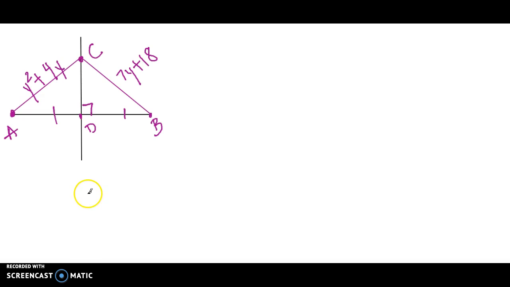And one of the characteristics of a perpendicular bisector is that any point on this perpendicular bisector will be just as far from A as it is from B. So my point C up here is on the perpendicular bisector, so it's just as far from A as it is from B. So let's say you find out that from A to C is y squared plus 4y, and from B to C is 7y plus 18. Since those distances have to be the same, since C is on the perpendicular bisector, you're going to start by setting them equal. So I'm going to do y squared plus 4y equals 7y plus 18.